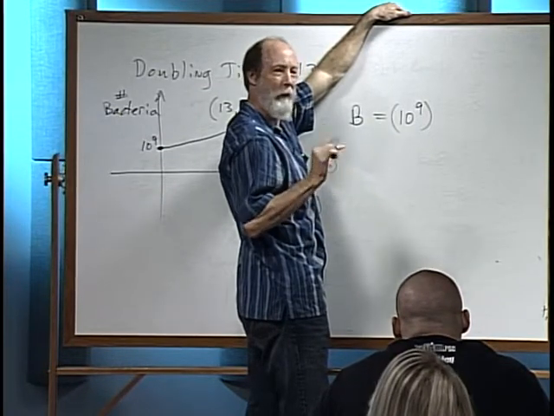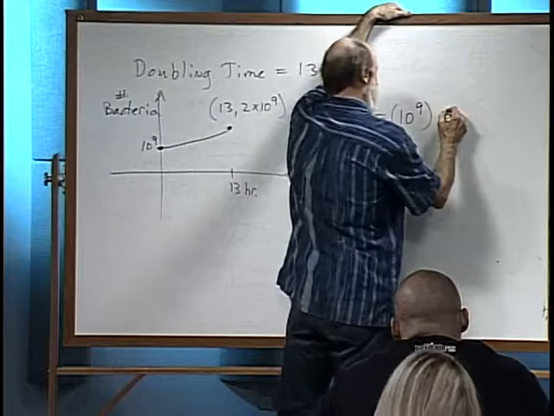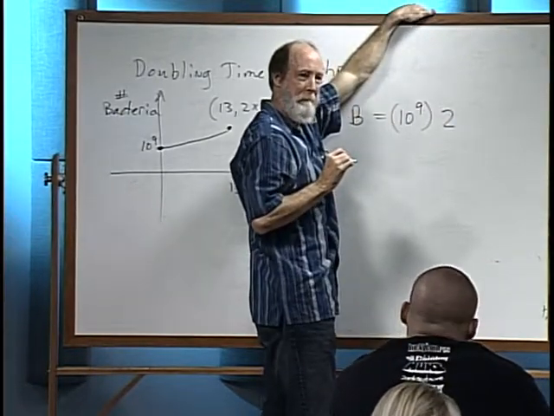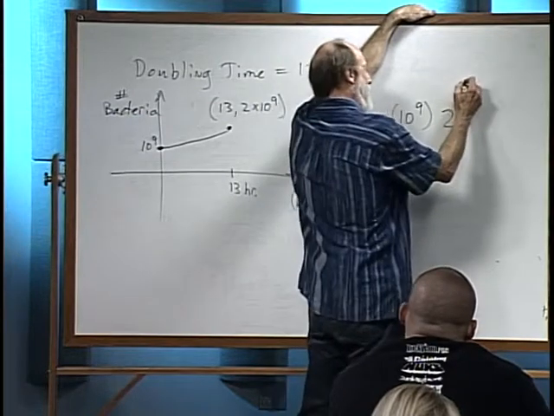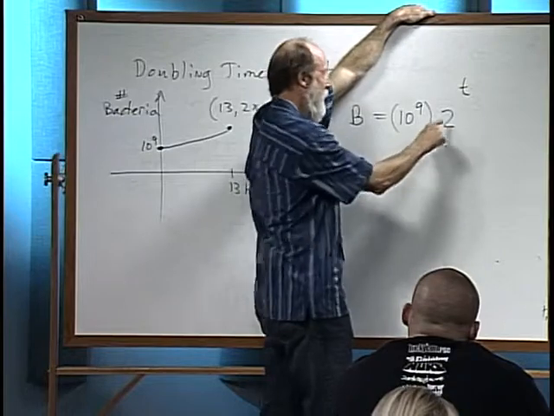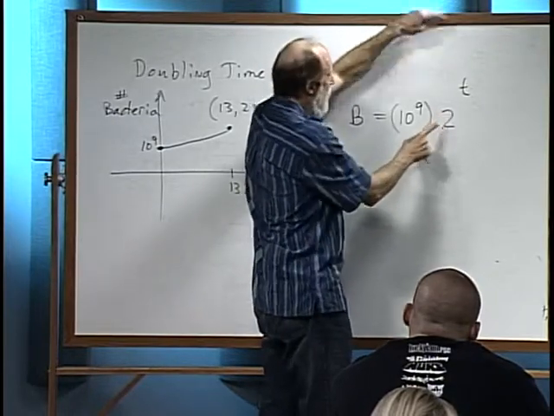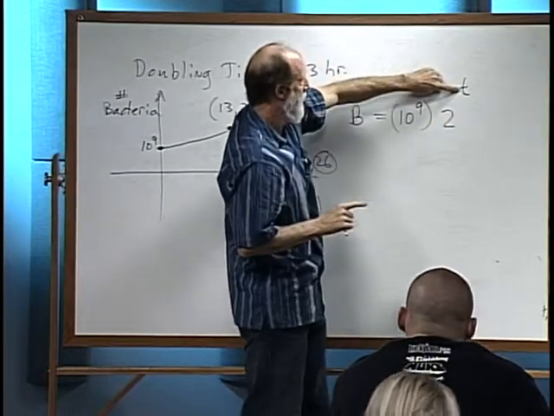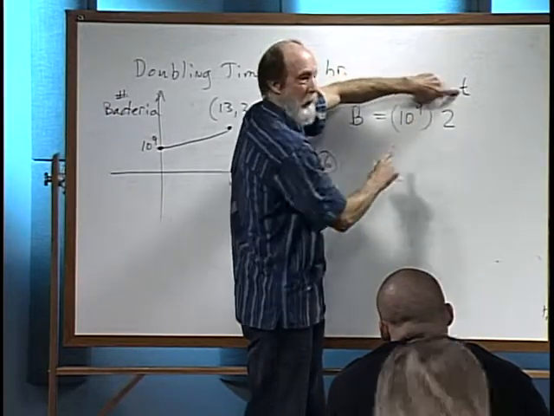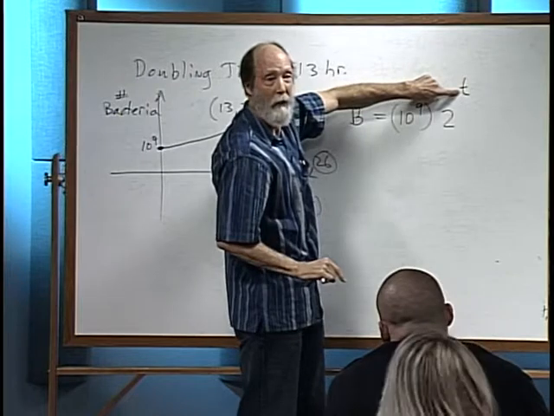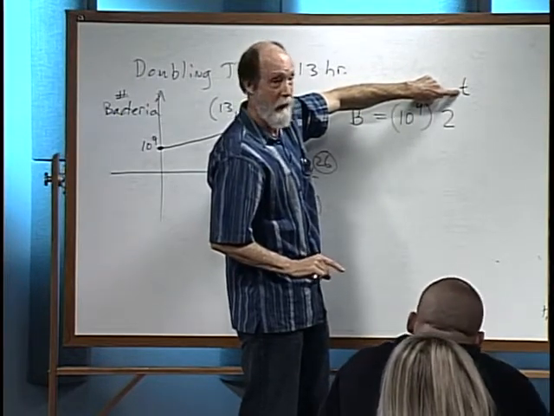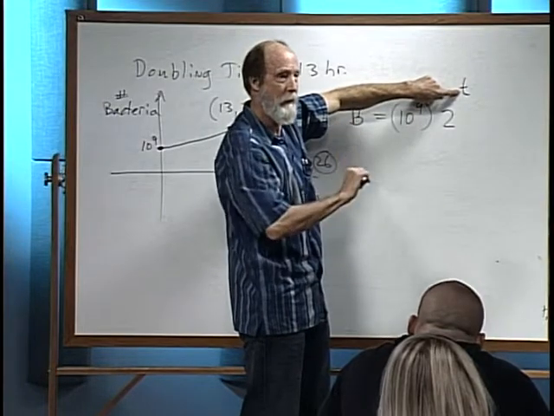now there's several ways we can play with this. If I use the base 2, and an exponent, say, of t representing time, that's not going to work. Because what if I put a 1 in here? 2 to the 1 would give me 2 billion. But it didn't take 1 hour, did it? It did not take 1 hour. It took 13 hours to double.